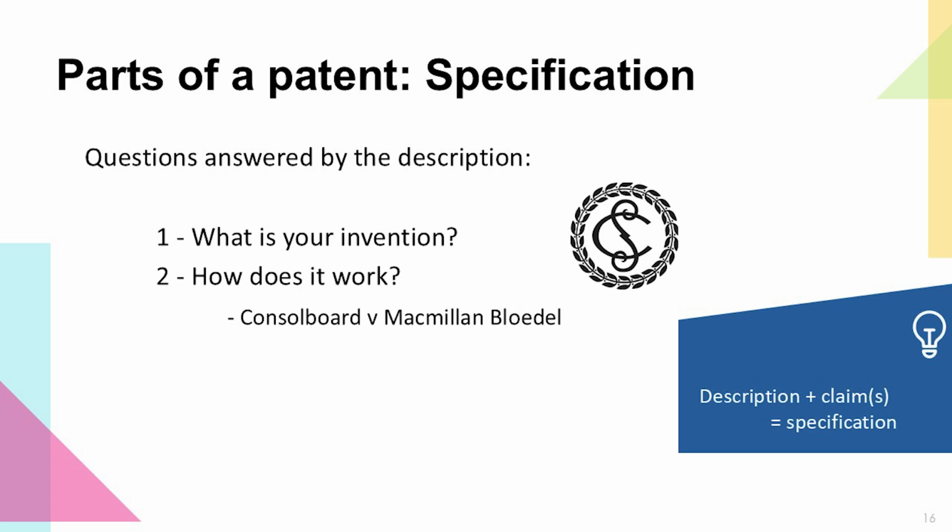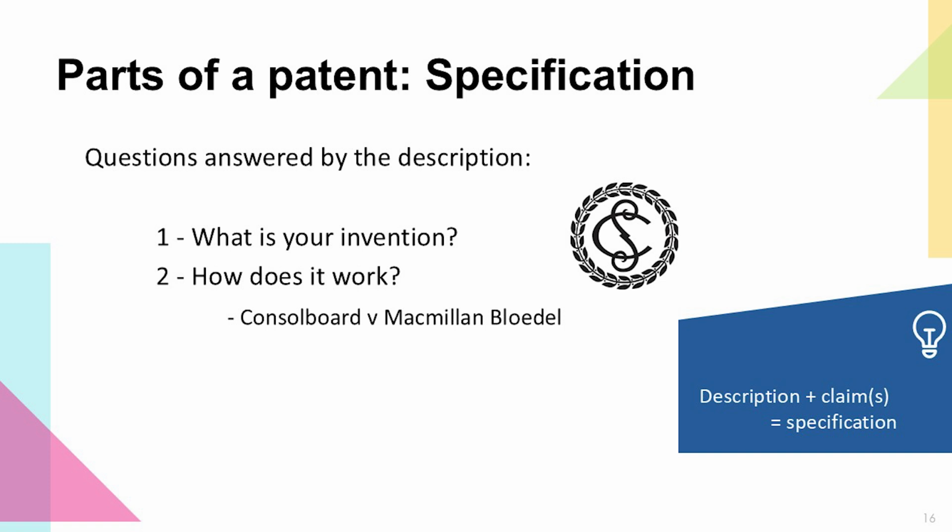Next, there is a famous court decision that is heavily relied upon in the patent world in Canada, and that is the Consolboard versus MacMillan Bloedel Supreme Court decision. This decision mentions that the inventor must give to the public a sufficiently complete description of the invention with enough details to make sure that a skilled person in the field, or anyone, will be able to construct or use that invention at the expiry of the monopoly.